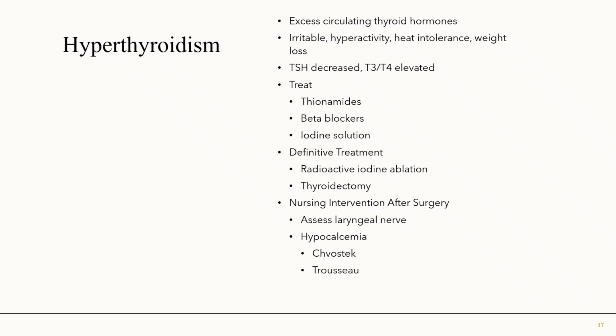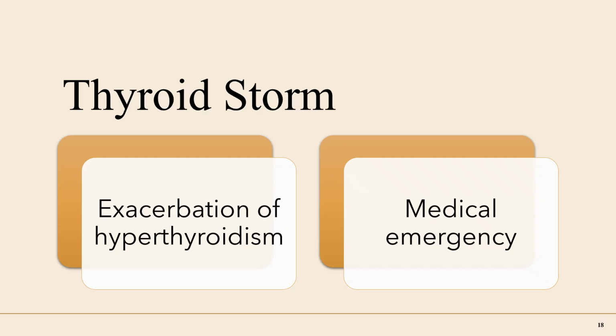The nurse also must assess for hypocalcemia and tetany due to possible parathyroid damage. The nurse should note tingling, twitching, Chvostek's and Trousseau's sign, and they need to make sure that they are able to provide IV calcium gluconate or calcium chloride if these findings occur and the medication is ordered.